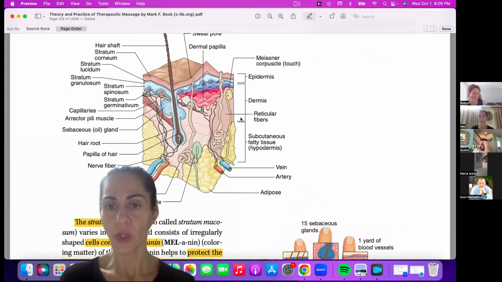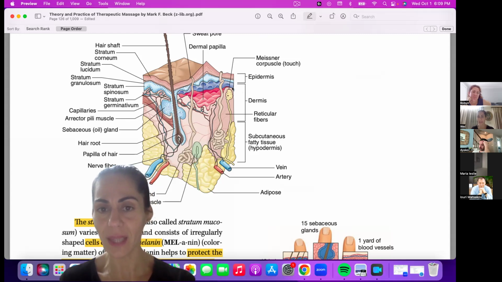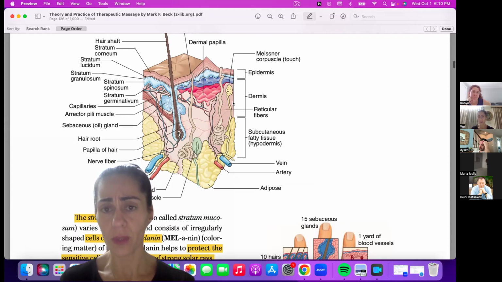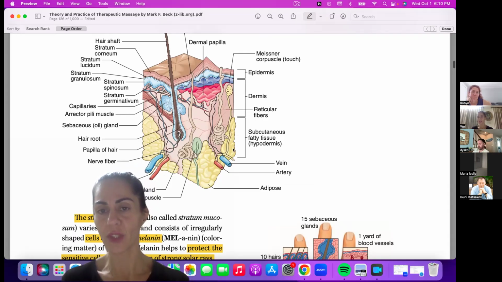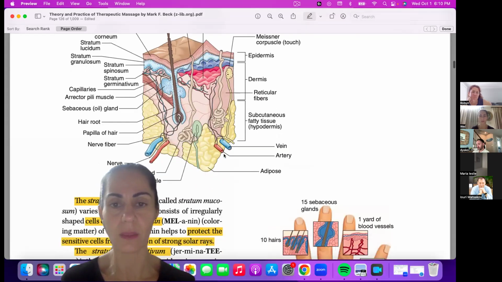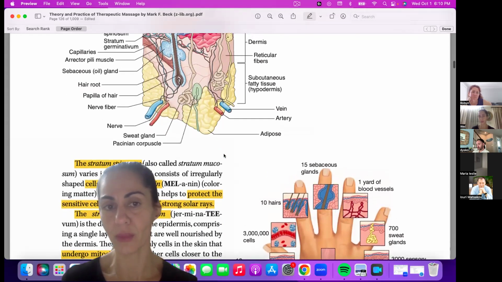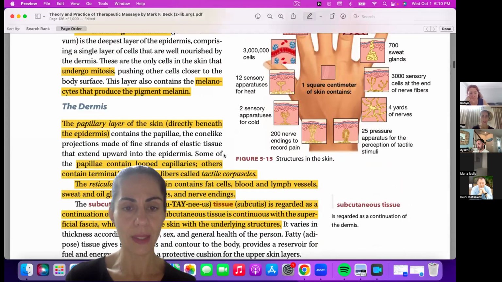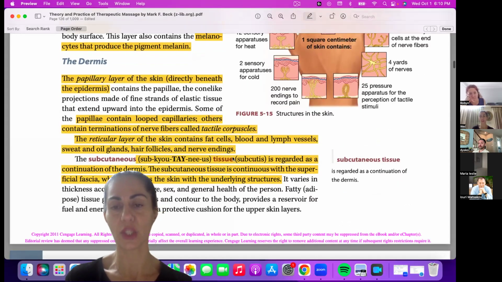Okay, so this is the dermis. The papillary layer is the top layer here, and the other layer we talked about, the reticular layer, is the one lower right here. Now, this is where the fascia, connective tissue, and fat tissue is. Another name for it is hypodermis. Hypo, under the dermis. Okay, now let's go back to that subcutaneous tissue.